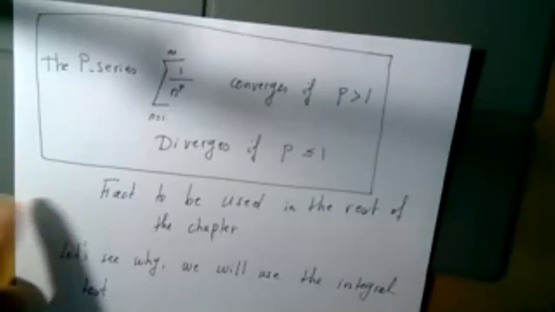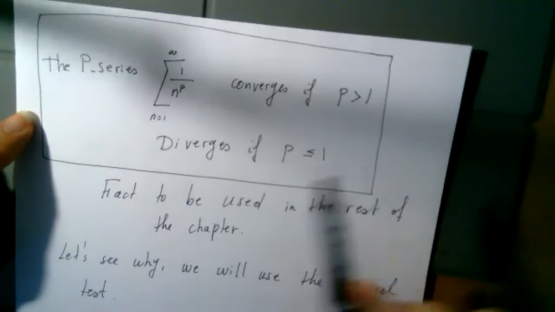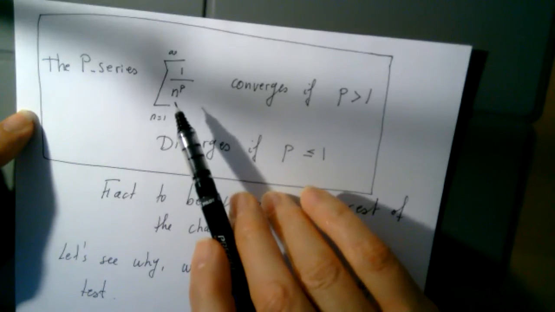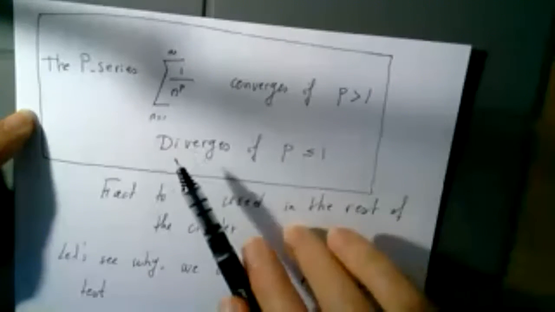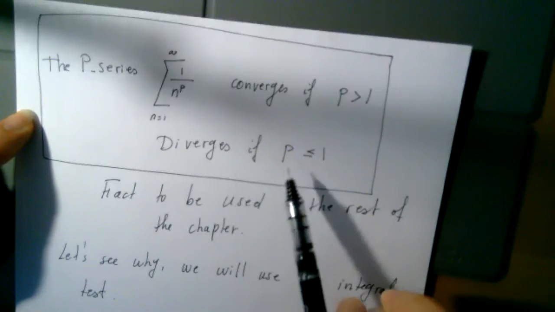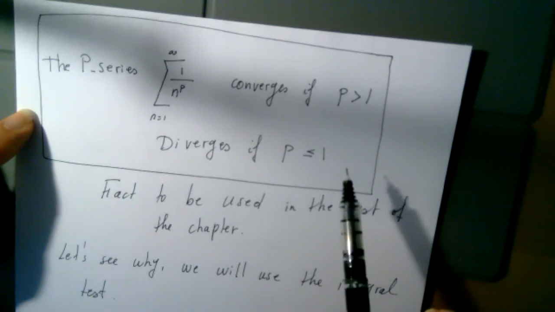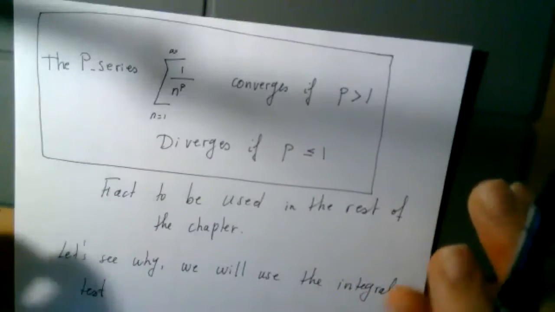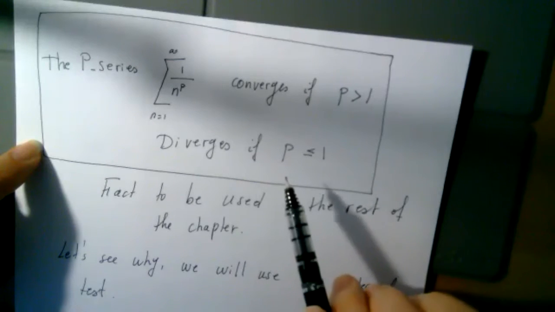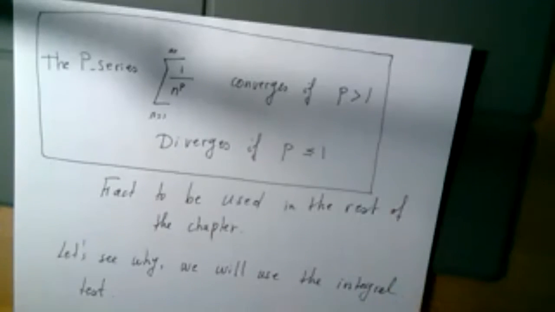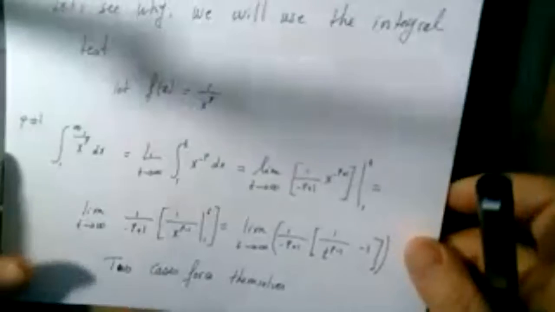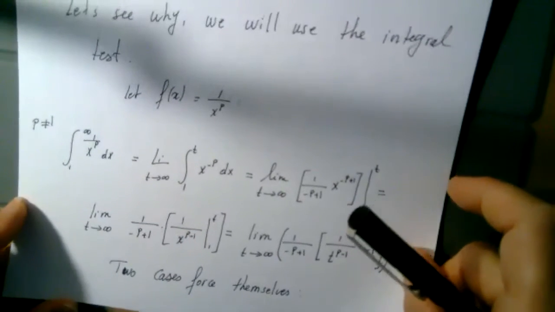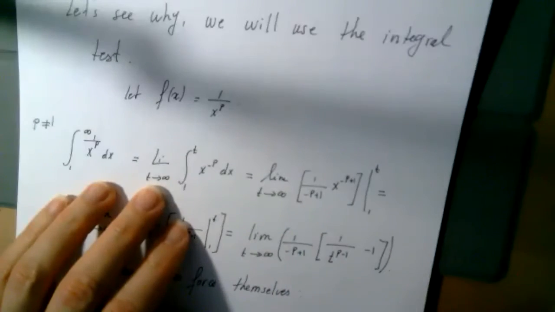So here is the statement that we're going to see why it's true. The p-series converges when p is strictly bigger than 1, and it diverges when p is less than or equal to 1. So this is where we need to be totally in control. The p-series converges when p is bigger than 1, and diverges when p is less than or equal to 1. It's a fact to be used in the rest of this chapter. Now let us see why this is the case. And the only way we can see why this is the case is to use the integral test.